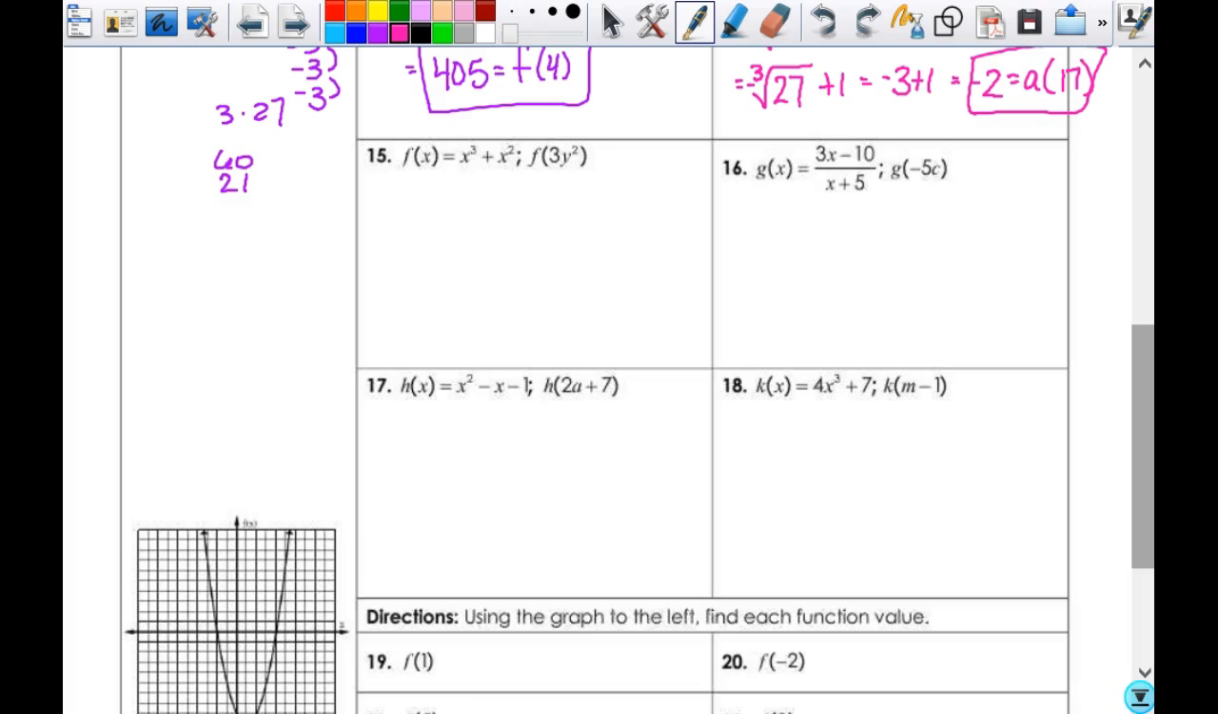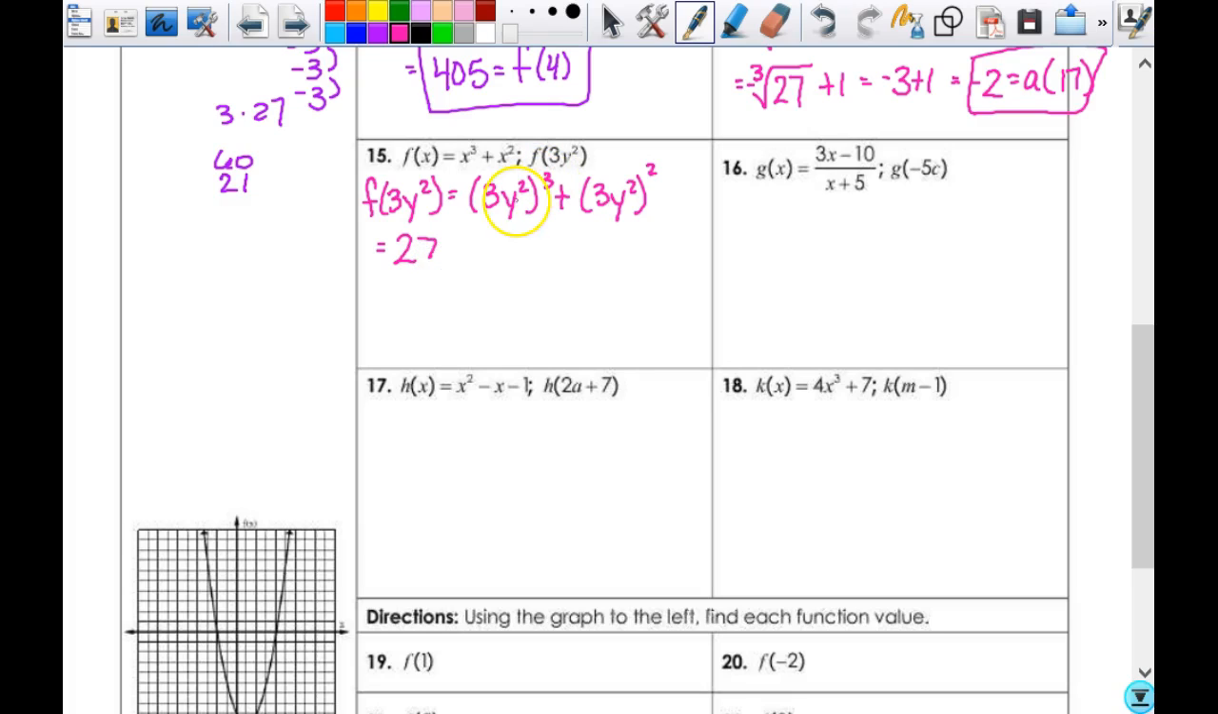Let's do 15 together. So f of 3y squared is equal to 3y squared cubed plus 3y squared squared. So what's 3 cubed? 27. You should know that pretty easily by now, right? Because here we did 3 times 3 times 3 to get that. There we took the cube root of it. So now when we get here, that should hopefully come to you pretty easily. So 3 cubed is 27.